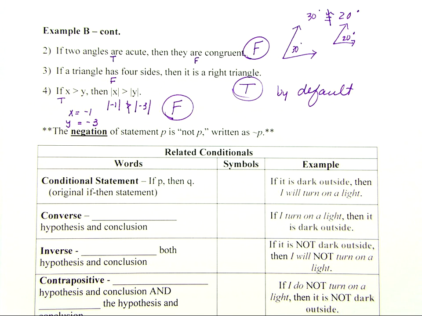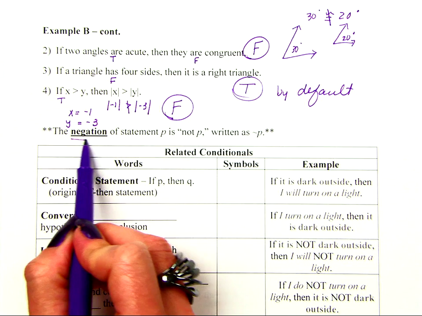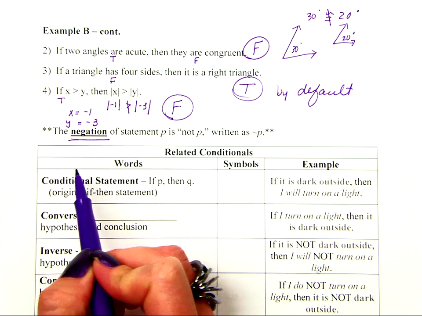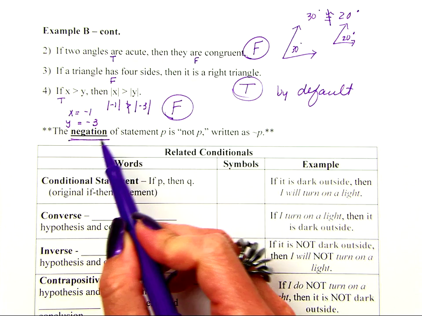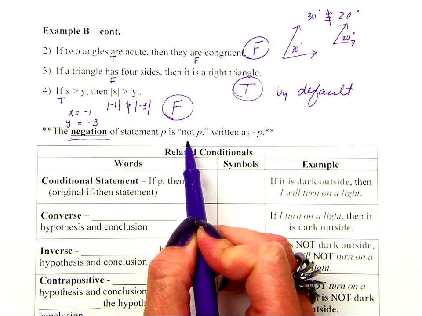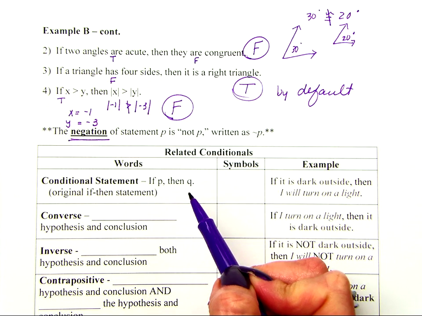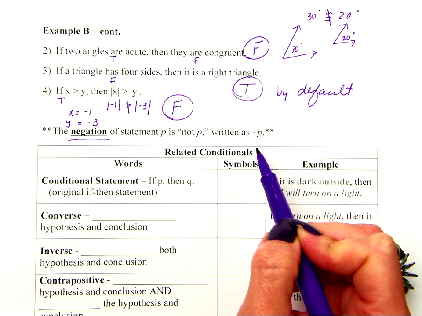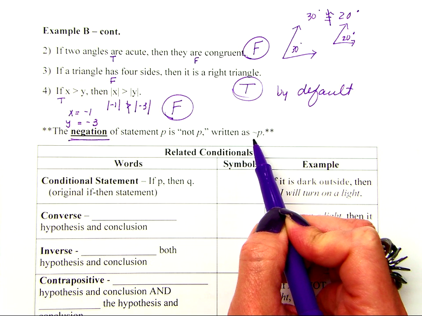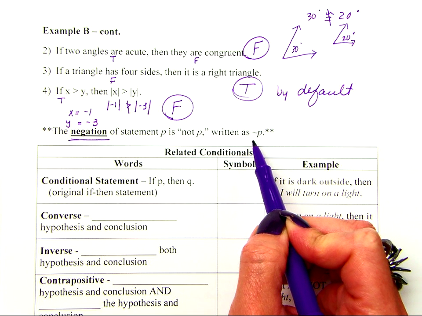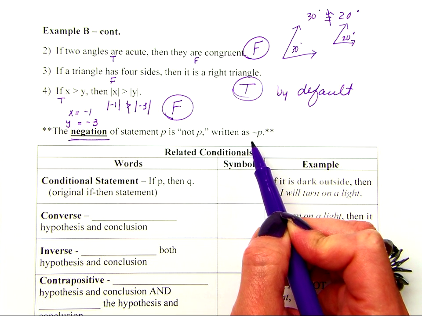We're going to talk about negating a statement. The negation of a statement P is not P. When we use a symbol to represent that, it's the little squiggle here. So with negation, we're really thinking of the word not.